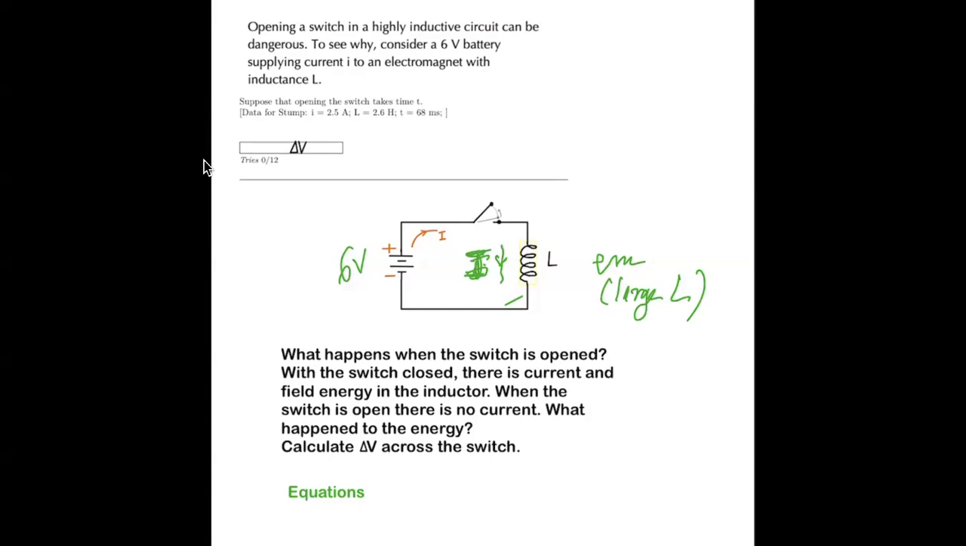So with the switch closed, you have a large magnetic field and correspondingly a large magnetic energy inside the solenoid. When you open the circuit, the current stops. Where'd all that energy go? All that energy has to go somewhere. And the answer is it'll make a spark here, which is a bit dangerous. So you calculate the voltage difference between the two points on the switch. You'll find that's very large. That's a dangerous thing.